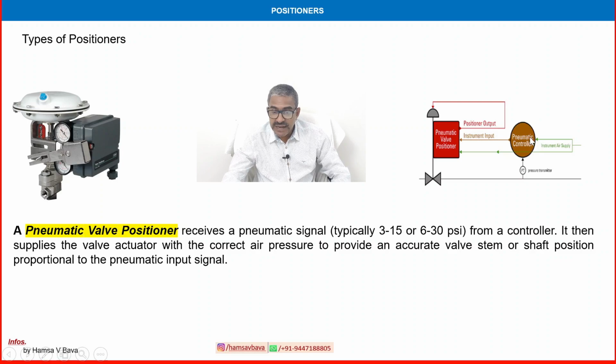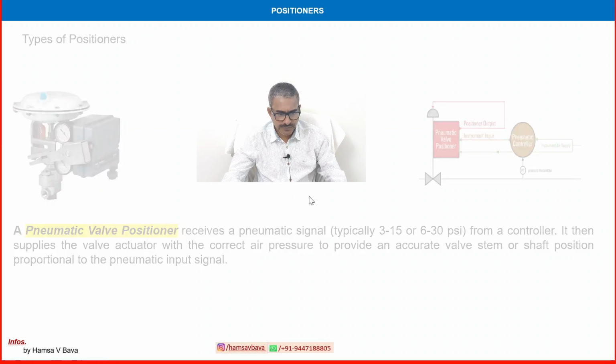You can see here the pneumatic controller. From the pneumatic controller the pneumatic signal is coming directly. It then supplies the valve actuator with the correct air pressure to provide an accurate valve stem or shaft position proportional to the pneumatic input signal. You can see here this is a pneumatic valve positioner. A little bit old, but still it is used in many industries.